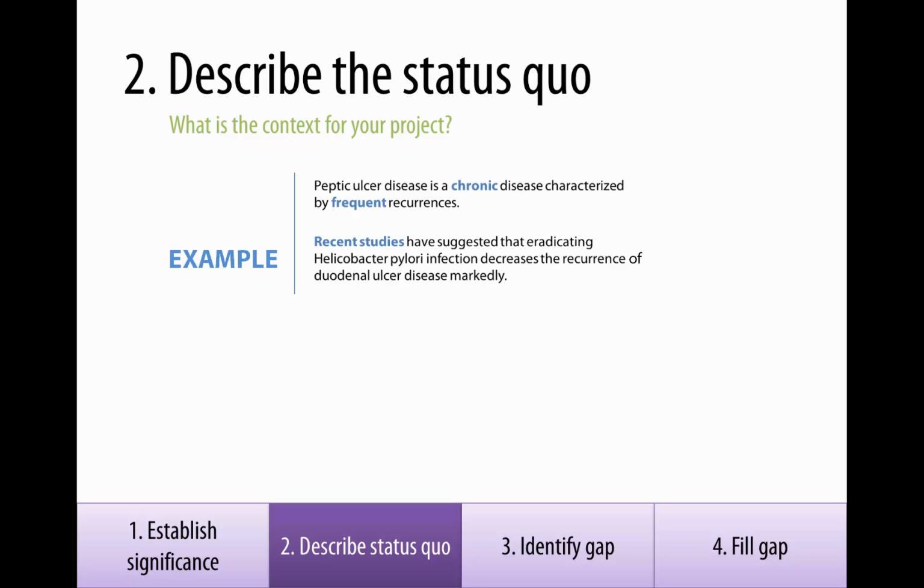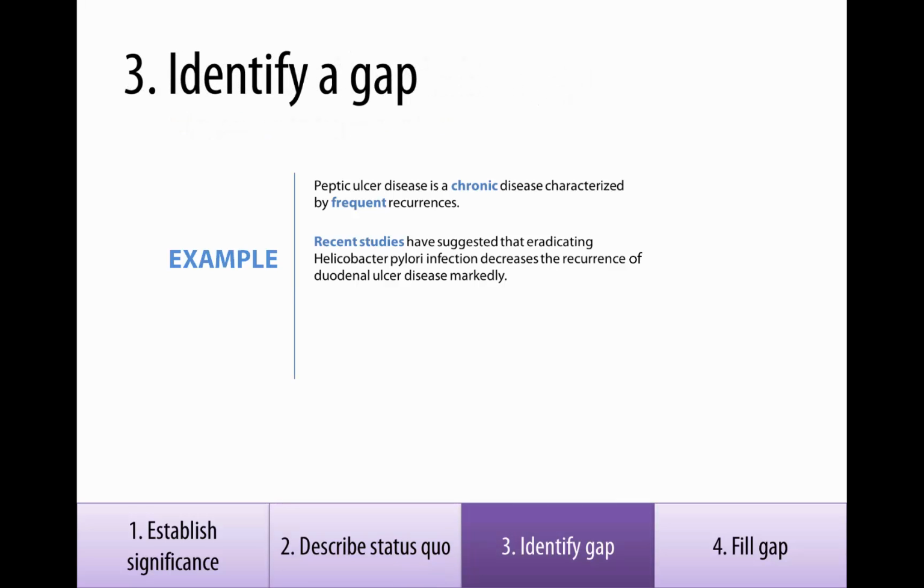Together, these first 2 moves give your audience a sense of why your work matters and how far we've already come in understanding it. Move 3 is to identify a gap in the current research. Remember, you're trying to tell a compelling story about your project. So far, you've raised the stakes and set the context by showing why your topic matters and what is being done about it. Now the audience wants to know what hasn't been done.